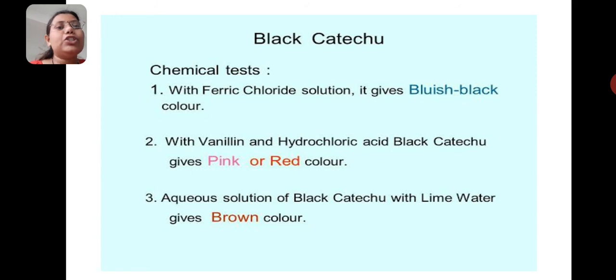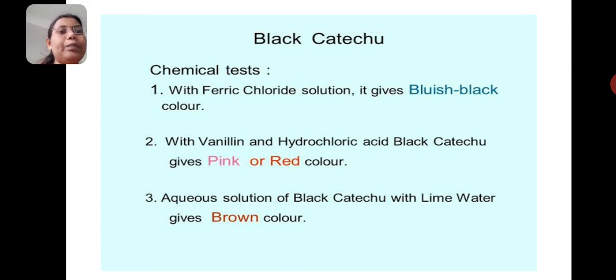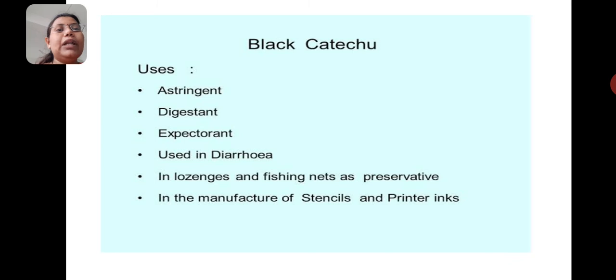When this black catechu is treated with ferric chloride solution, it will give bluish black color. When it is treated with hydrochloric acid and vanillin solution, it will give pink or red color. The aqueous solution of black catechu, when treated with lime water, it will show brown color. Similarly, this black catechu can be taken internally as a medicine, and it is used in the Ayurvedic system of medicine in our India.